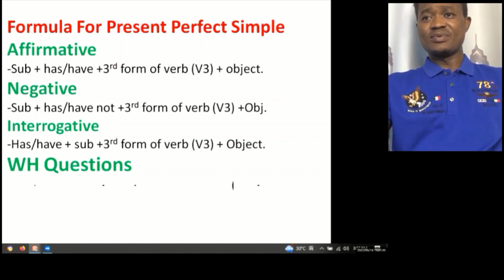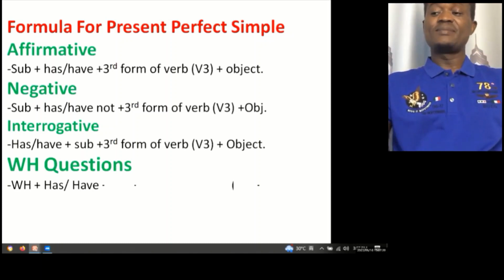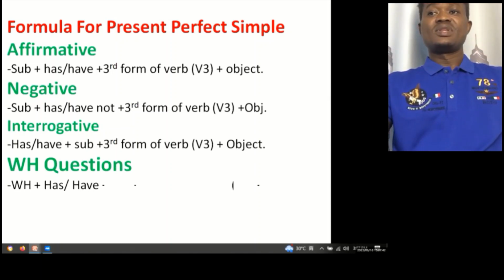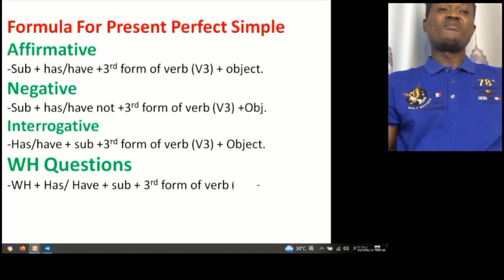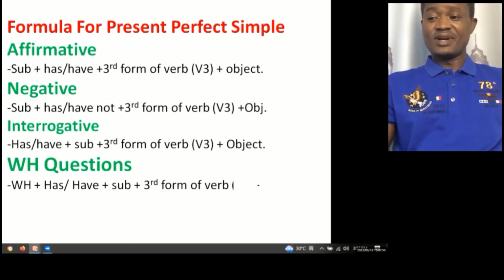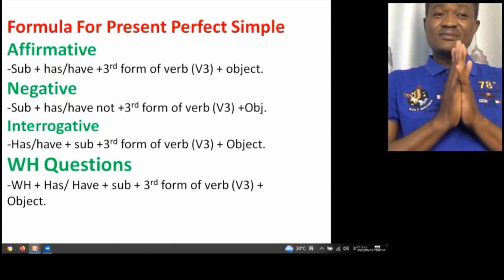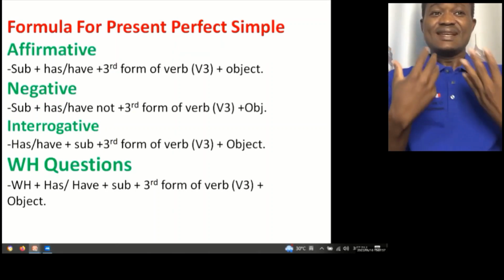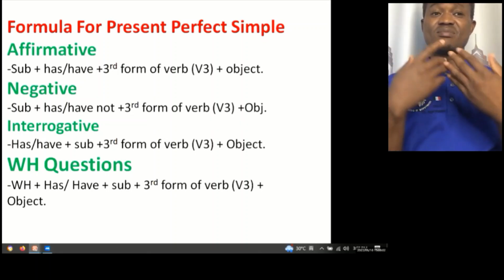Let's see an example here. The WH word is first. The second one is has or have, that's the auxiliary verb. The third one is the subject. The fourth one is the third form of the verb, the V3 verb. The fifth is the object. So this is the formula for the WH question in the interrogative sentence. When we talk about interrogative sentences, we are talking about questions.